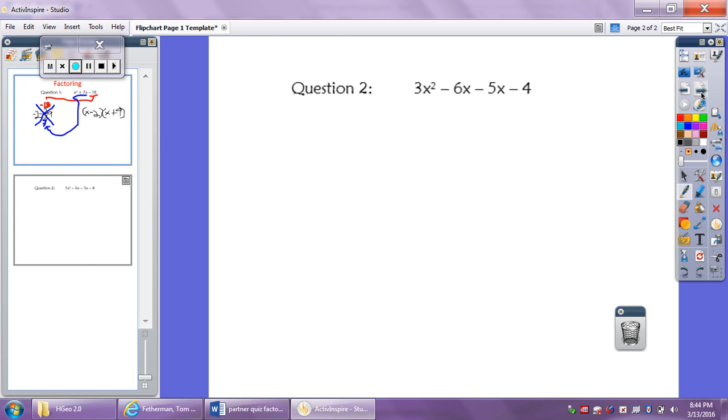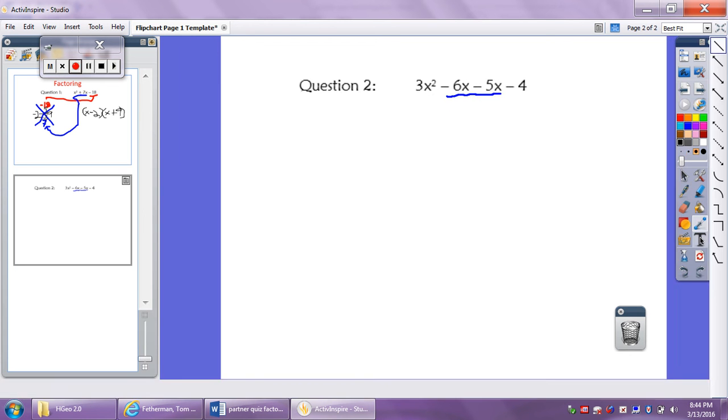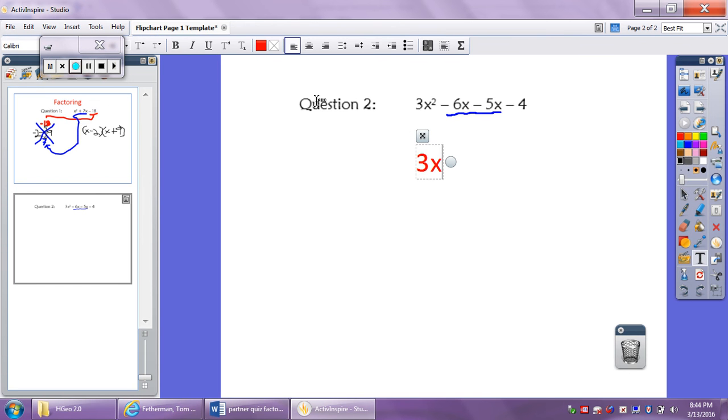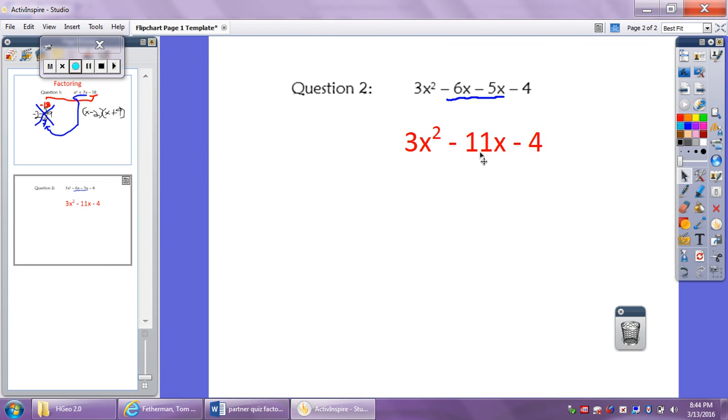When we look at the second example, well, now we have the middle terms. So the first thing I'm going to do is put these two middle terms together. So I know that negative 6 minus 5 is negative 11. So that is going to give me 3x squared minus 11x minus 4. So that's the first part that we did. We combine our two middle terms.